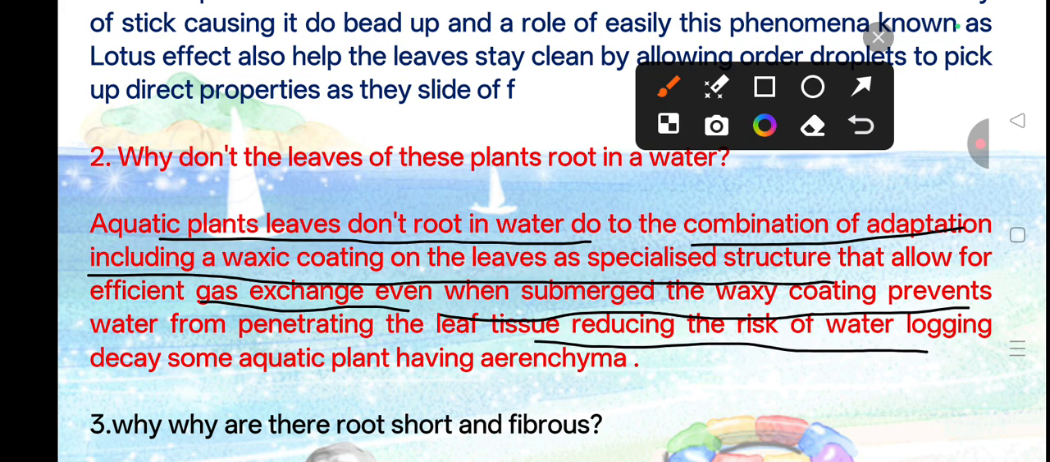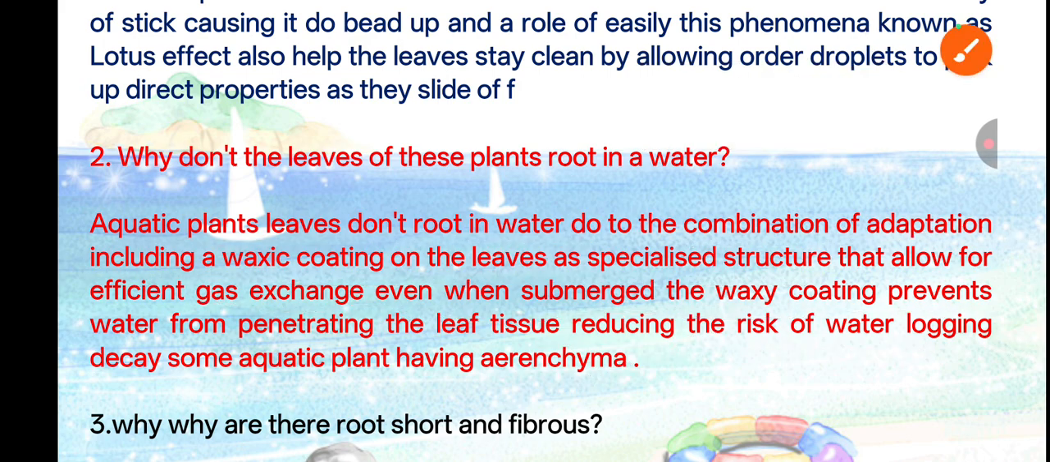And aquatic plants have air. Chyma means cell. The plant cells contain air, and these fully air-filled tissues are available. That tissue we call aerenchyma. That is why aquatic plants float on the surface of the water.